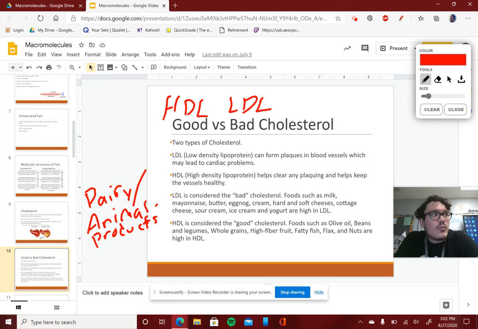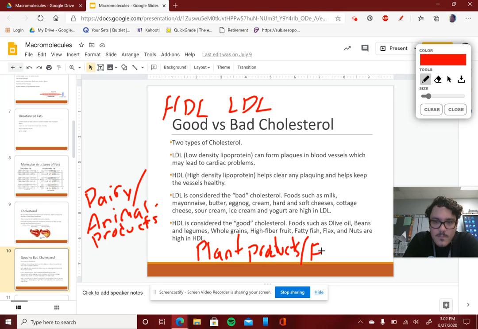Fruit, not every fruit though. High fiber fruit. So things like your berries, like strawberries, blackberries, raspberries, blueberries. These are all things that have a higher concentration of fiber, which can be excellent for HDL. Fatty fish, again, most fish have by definition a lot of oils that we need, but there are some fish that are healthier than others. Flax and nuts as well. So we can summarize HDL into plant products / fish.